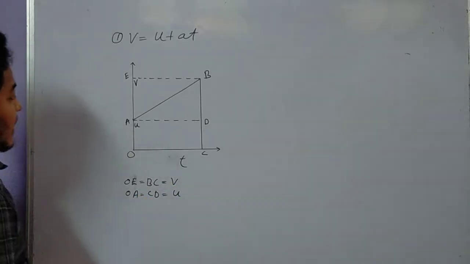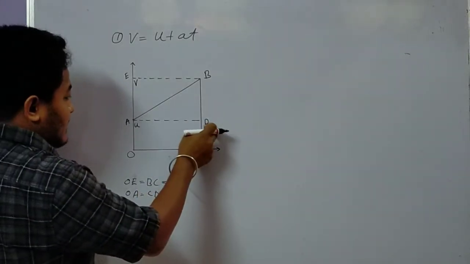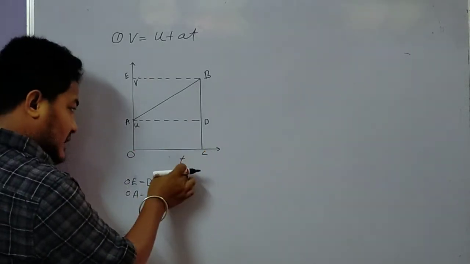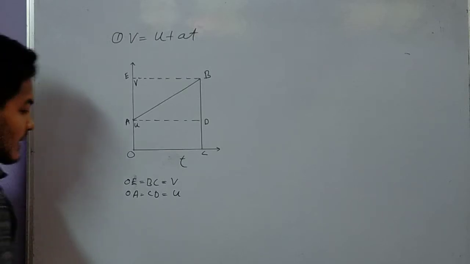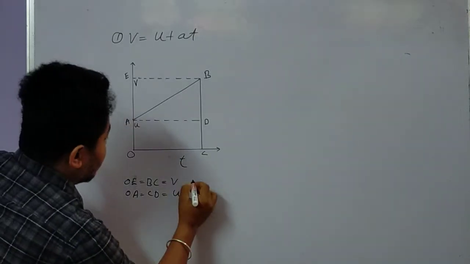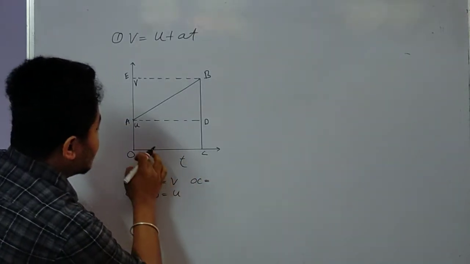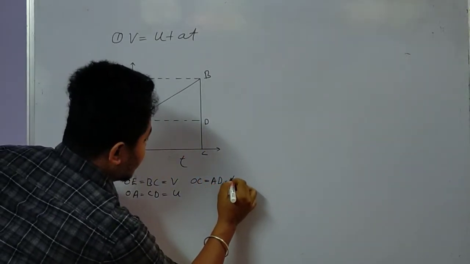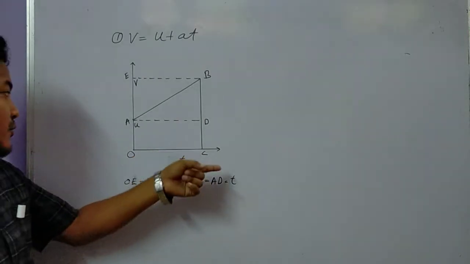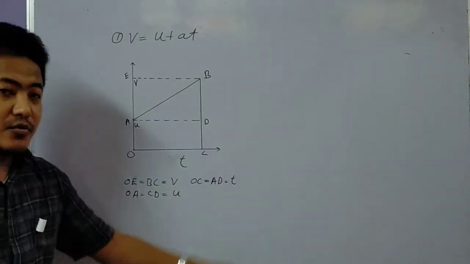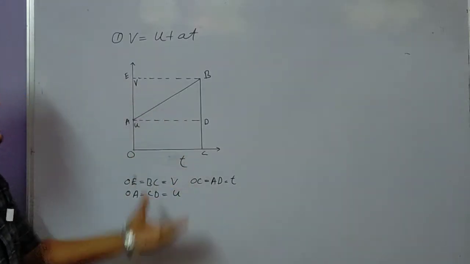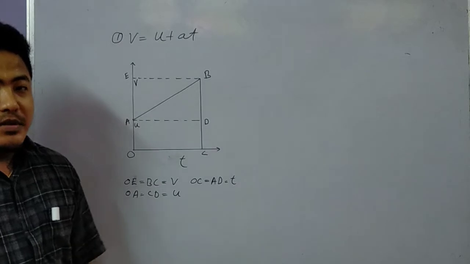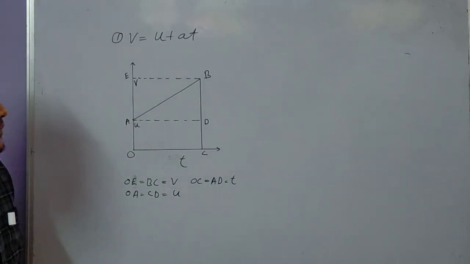Again, what we can write is that AD and OC are similar. So OC is T, and AD will also be T. That means I can write OC is equal to AD, and this is going to be your time T. So I have made this assumption so that it becomes easier for us to derive this particular equation.